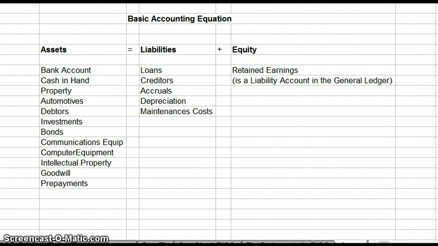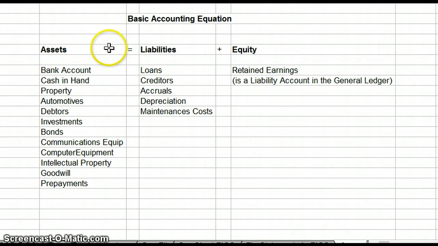Now, I've taken this information directly from the spreadsheet that I had in the presentation yesterday, but this is just an example of some assets. Your bank account, cash in hand, property, automotive, debtors, that's your customers really. Investments, bonds, communications equipment, computer equipment, intellectual property, goodwill, and prepayments. And that's just an example, and I'm sure that there's a lot more assets than a person can put in their business.